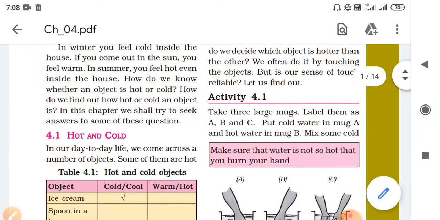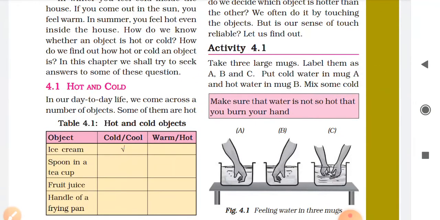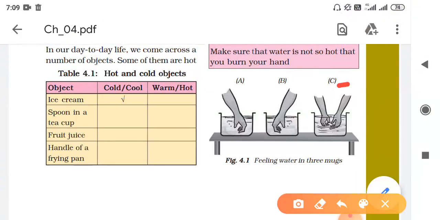Here an activity is also given to identify how the water feels to your hand, how the sensitive skin of your hand will give you an idea about the water. Take three large mugs and label them A, B and C. Put cold water in mug A and hot water in mug B. Mix some cold and hot water in mug C, so both waters are mixed in mug C.